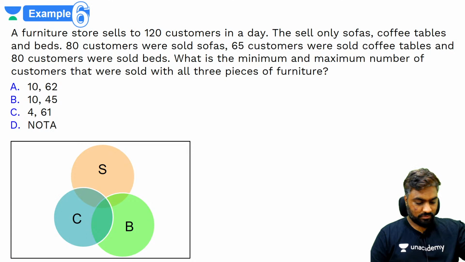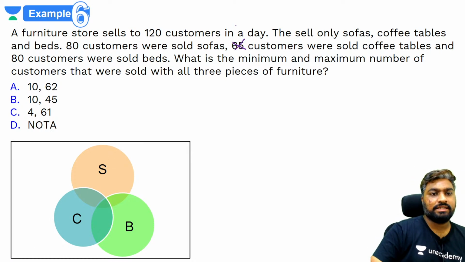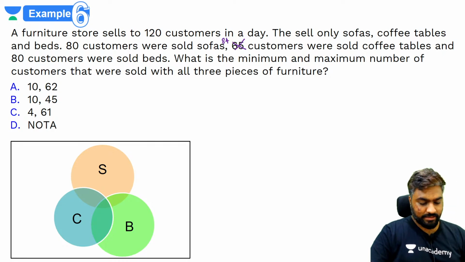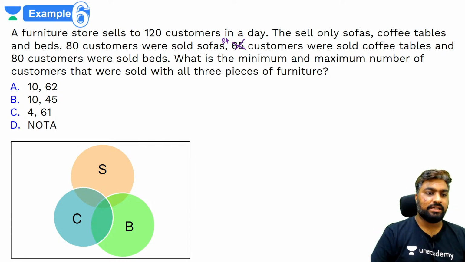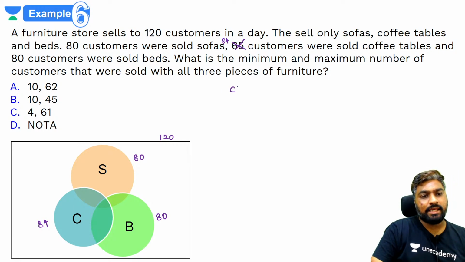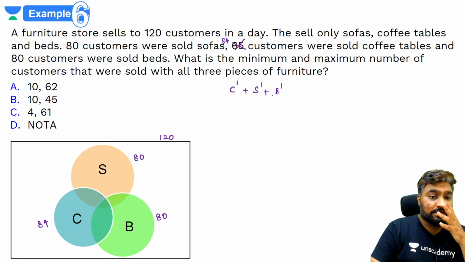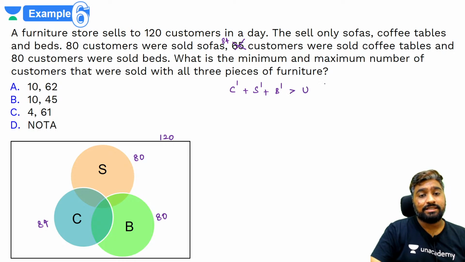Now it's clear. This is not 65, this is 84. Data was not right, there was an issue here. So now look at this, 120 people. People who buy sofas are 80. People who buy coffee tables are 84. People who buy beds are 80. You should always know that people who don't buy a coffee table plus people who don't buy a sofa set plus people who don't buy a bed, this value should always be less than the union. It can't be greater than the universal set, right? That doesn't make sense at all.